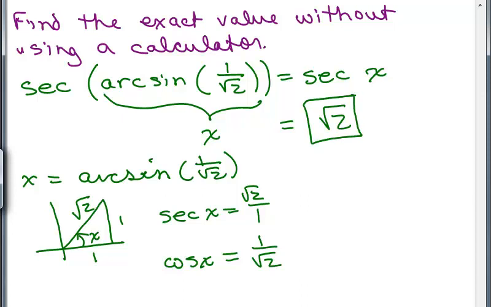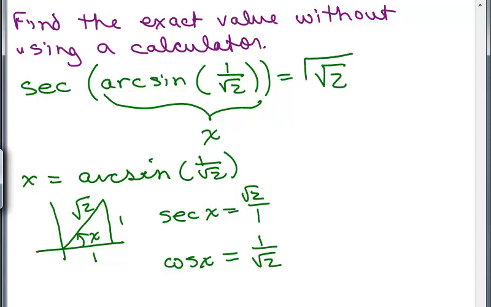Now you didn't have to write this first. You could simply say the answer is square root of 2. Here's a way to say it to yourself. You're trying to find the secant of an angle in quadrant 1 that has a sine of 1 over square root of 2. So I'm finding an angle in quadrant 1 where the sine is 1 over square root of 2. I'm looking at it and determining what the secant is from that.